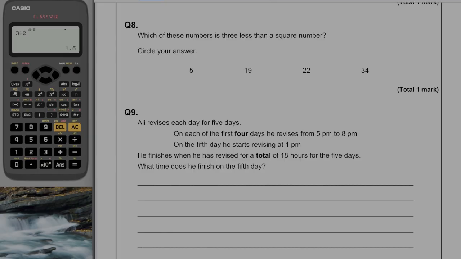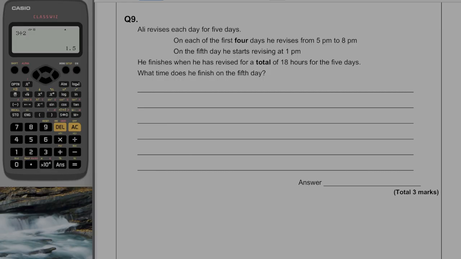Question 8. Which of these numbers is 3 less than a square number? 3 less than a square number. So what I'm going to do is add 3 to all of them, because that'll give us, there we go. We'll carry on though. So that's 3 less than a square number.